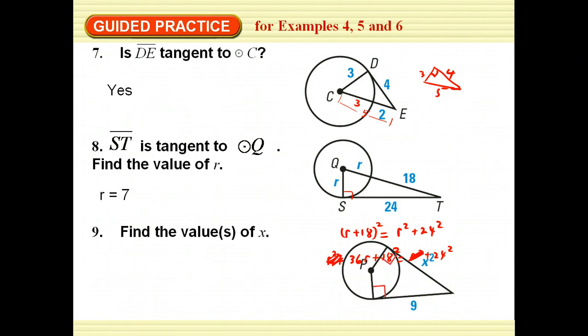Find the value of x. Oh, I'm sorry, I wrote right over that problem. Let me get that out of the way.